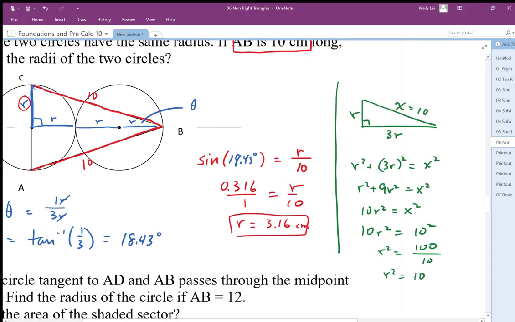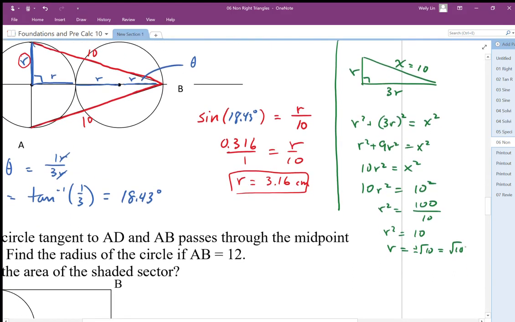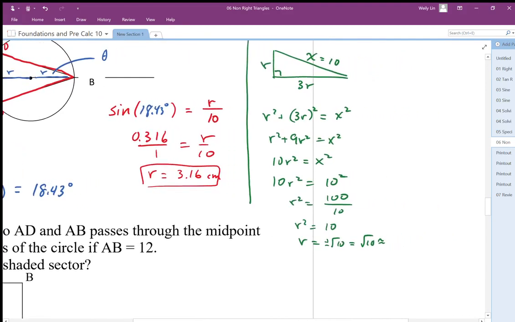So I square root 10. I get plus or minus root 10, which I don't want, so the answer is just going to be the square root of 10. If we take a look, square root 10 on my calculator gives me the exact same answer as I got from my ratios, 3.16. So this is approximately equal to 3.16.